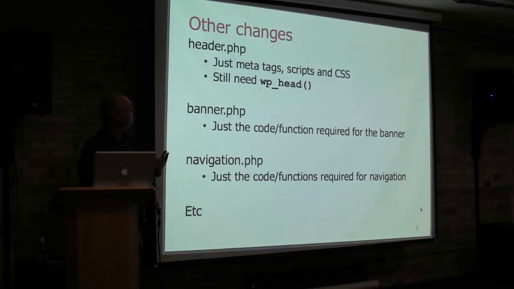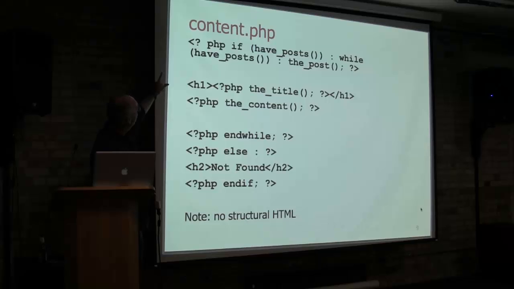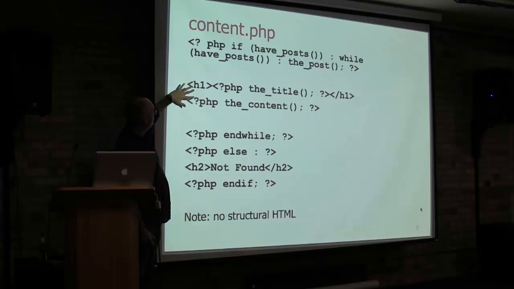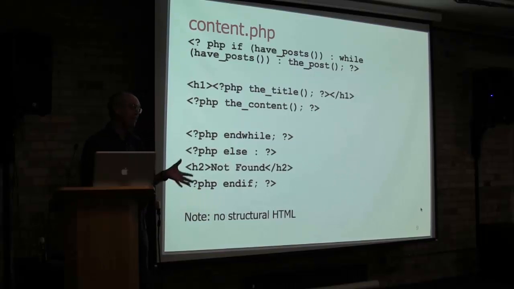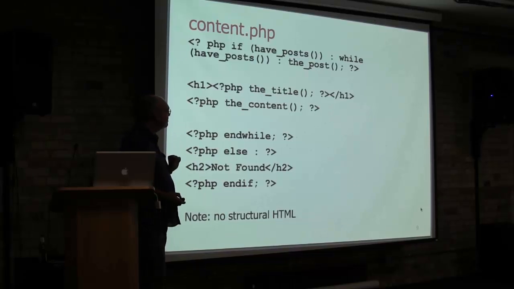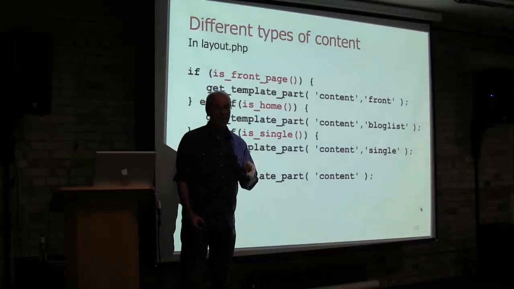Looking at the content in more detail though, here is my content.php. As you can see, it's got the loop at the top, and then the title of the page and the content. And look, there's no structural HTML in there at all. So in theory, for any child theme that you create, you won't need to change that for a page. But of course, in real life, themes are a lot more complicated than that.